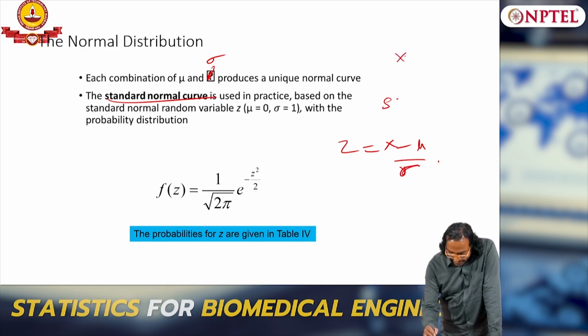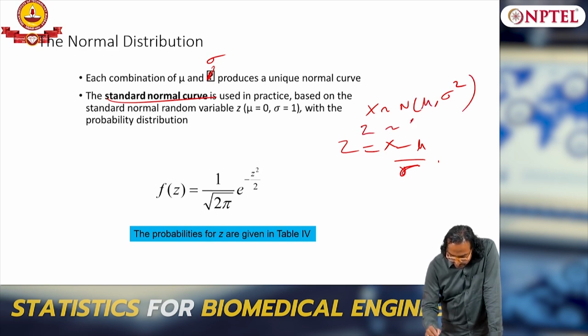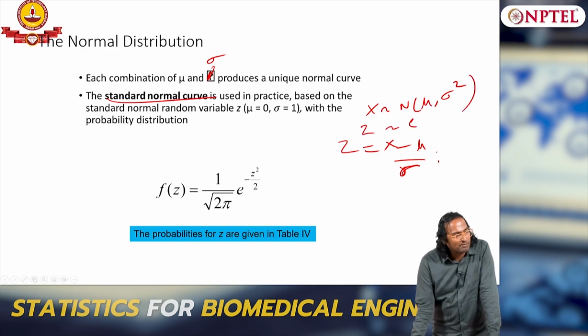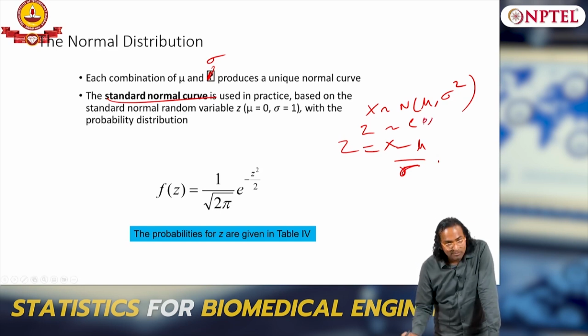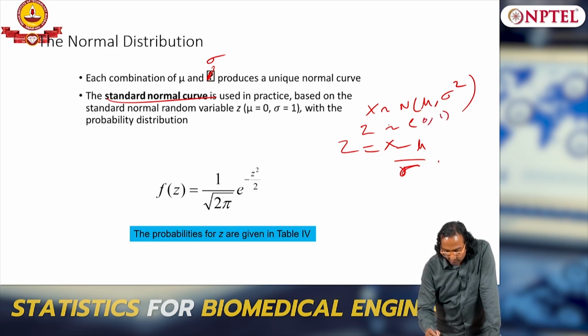Suppose x is normally distributed with mean mu and variance sigma square. What is z after doing this transformation? What will happen? It becomes 0 comma 1. This is approximate.